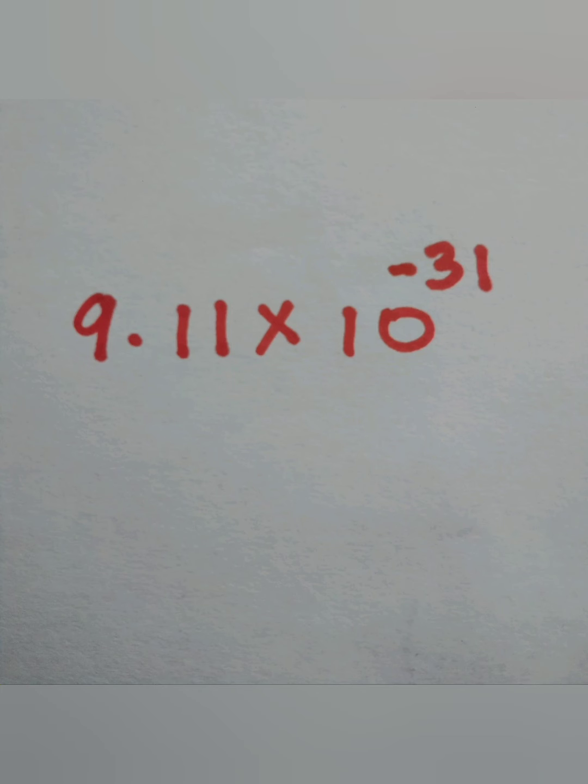Now, if the decimal number you're working with started with a 0, the power will take a negative value. In this case, the number becomes 9.11 times 10 to the negative 31 because the decimal number started with a 0. However, if the number that you started with did not begin with a 0, then the power will remain positive.